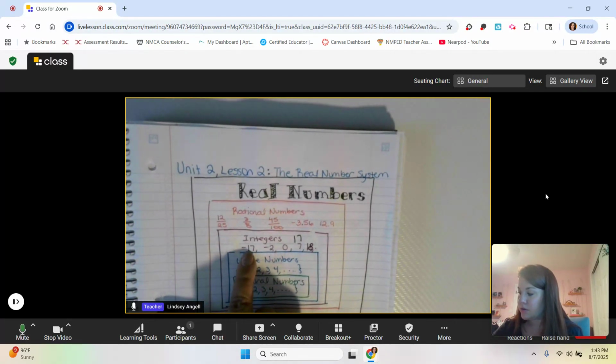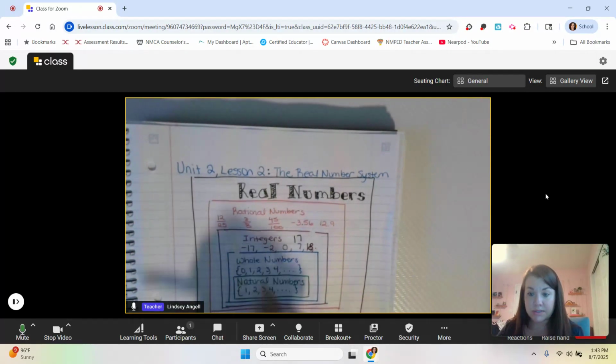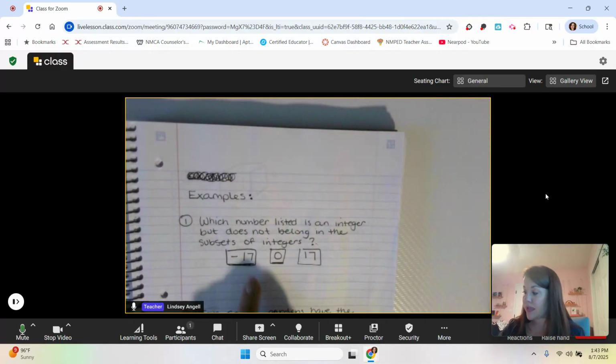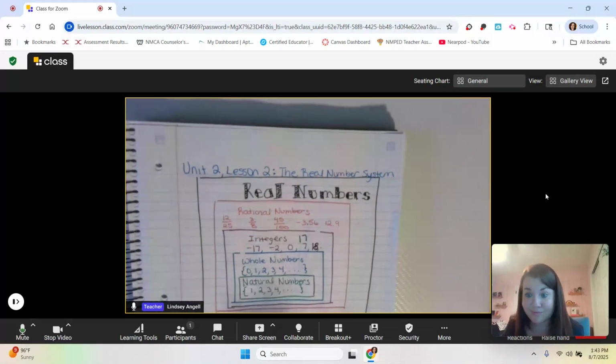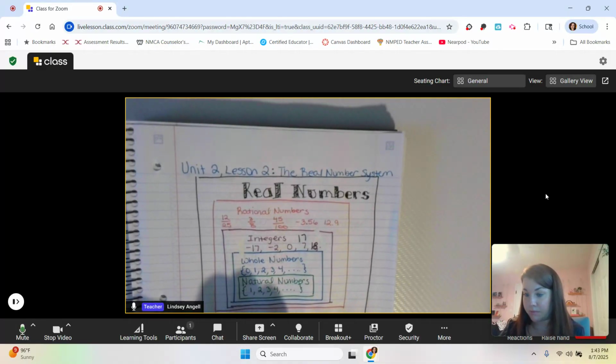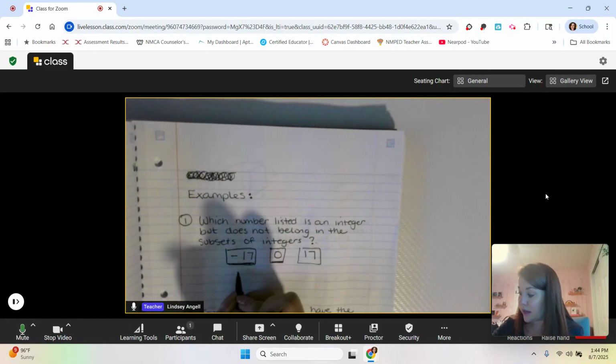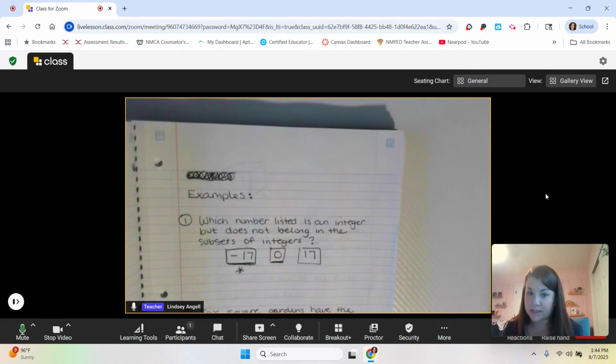So let's look at the first one that was on the problem. Negative 17. Can that be a whole number? No, because whole numbers are all positive. So that tells us that one can't be a whole number. And if it can't be a whole number, it definitely can't be a natural number, because natural numbers are part of the whole number category. So negative 17 is a great option. I have a feeling that might be our answer.